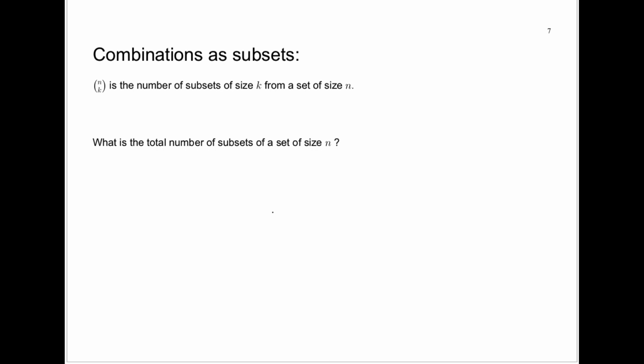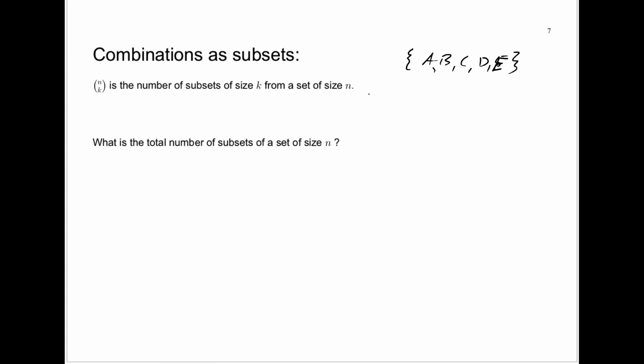Here's going to be an important interpretation of combination numbers. n choose k is the number of subsets of size k from a set of size n. Let me show you an example of that interpretation. Let's say I have a set A, B, C, D, E, a 5-letter set. How many subsets are there of size 2?